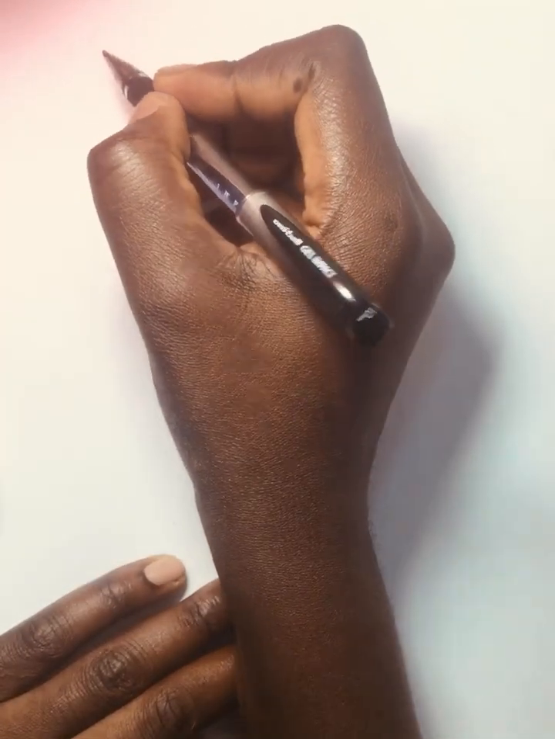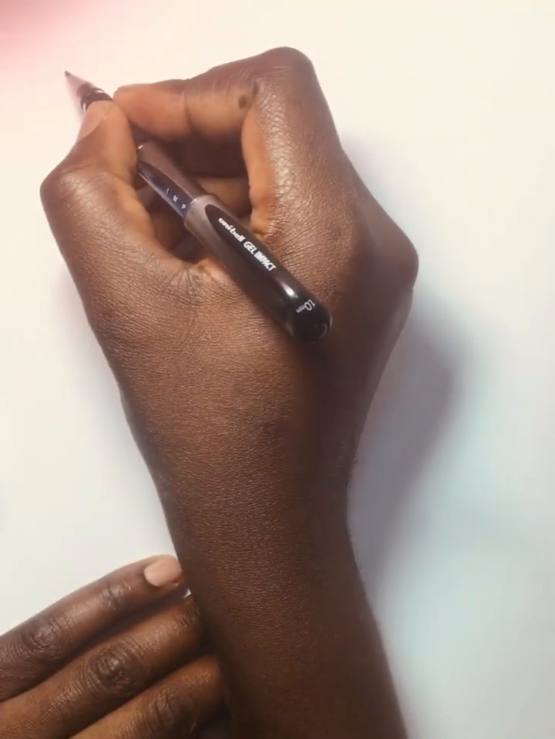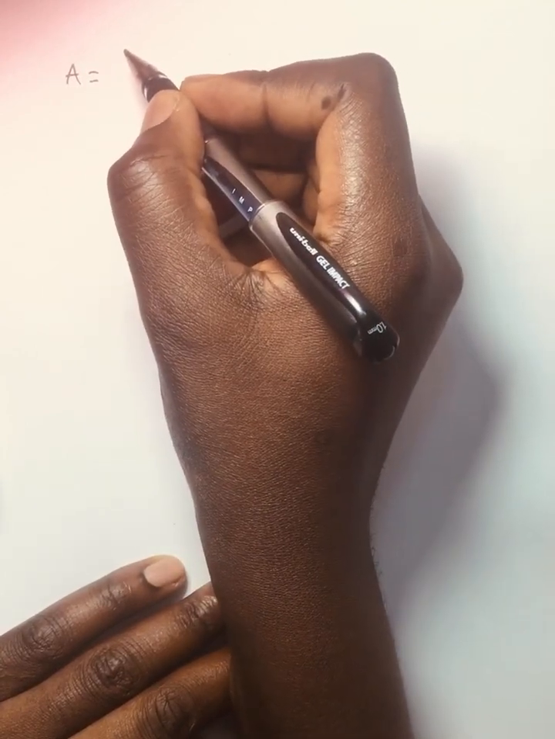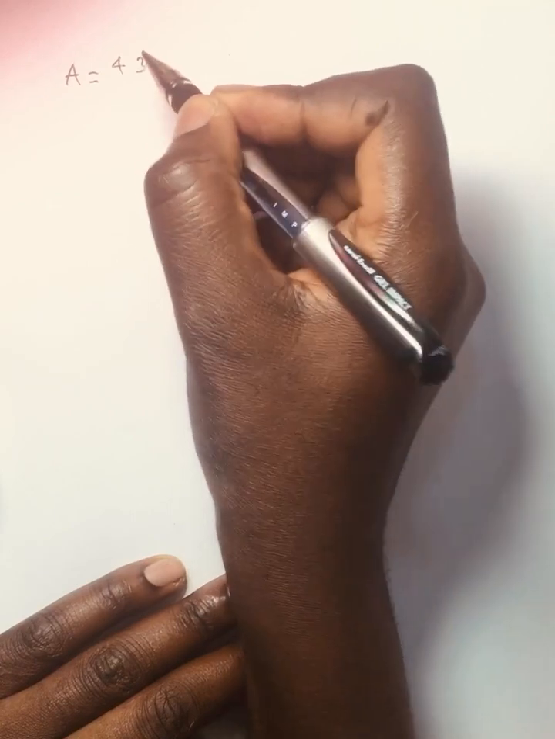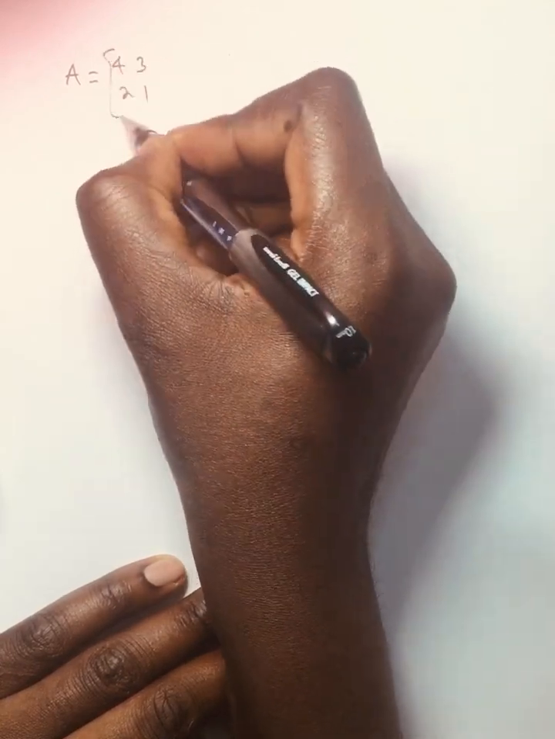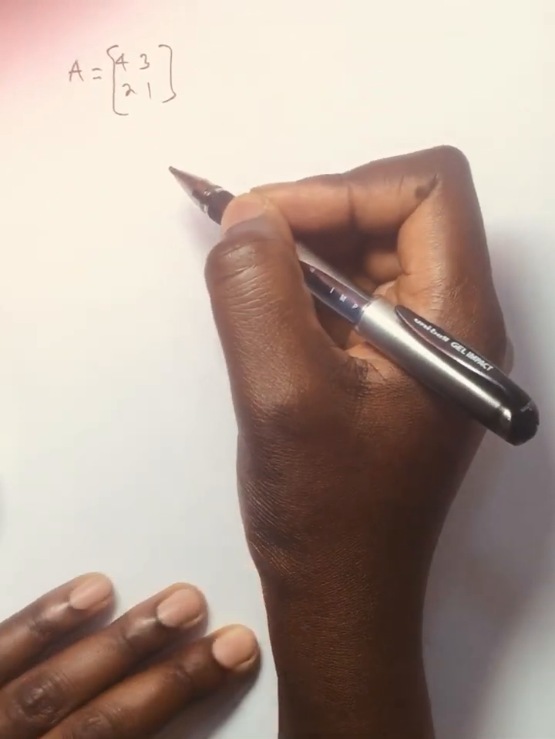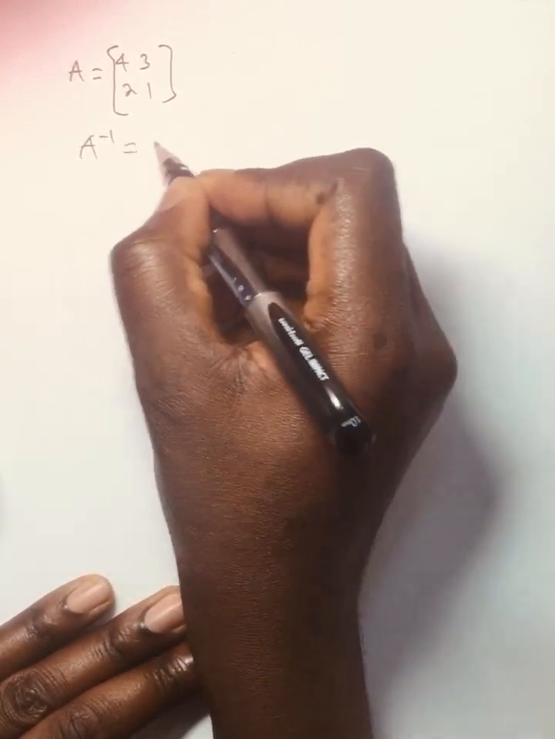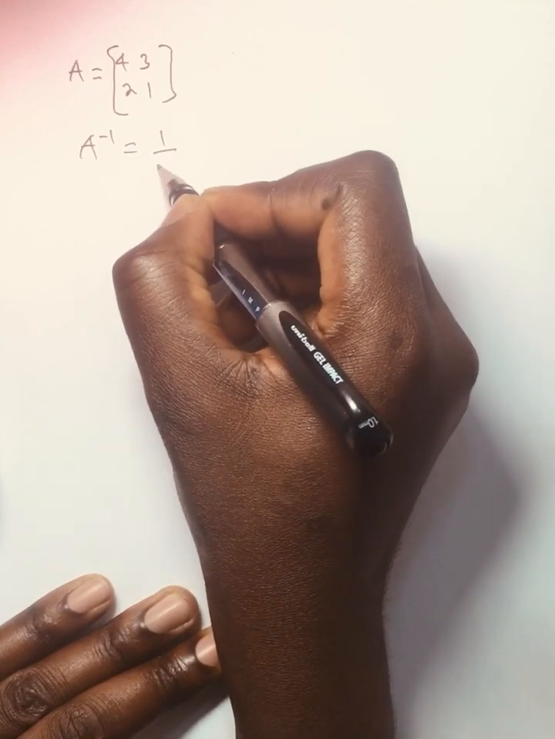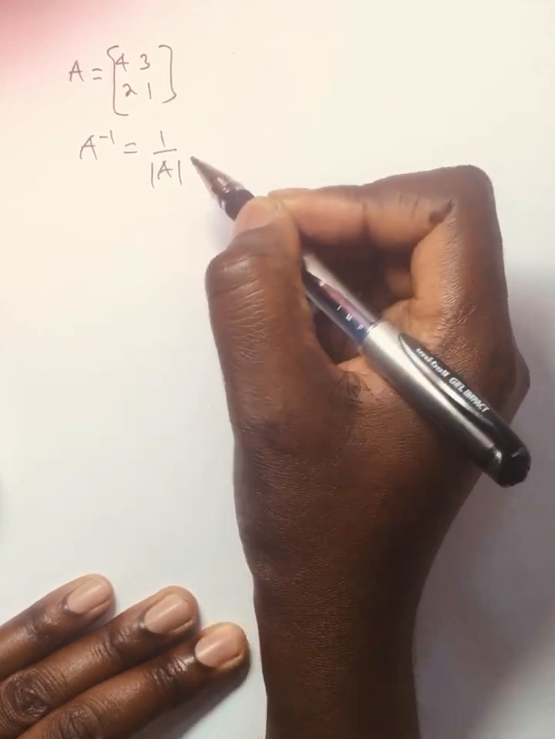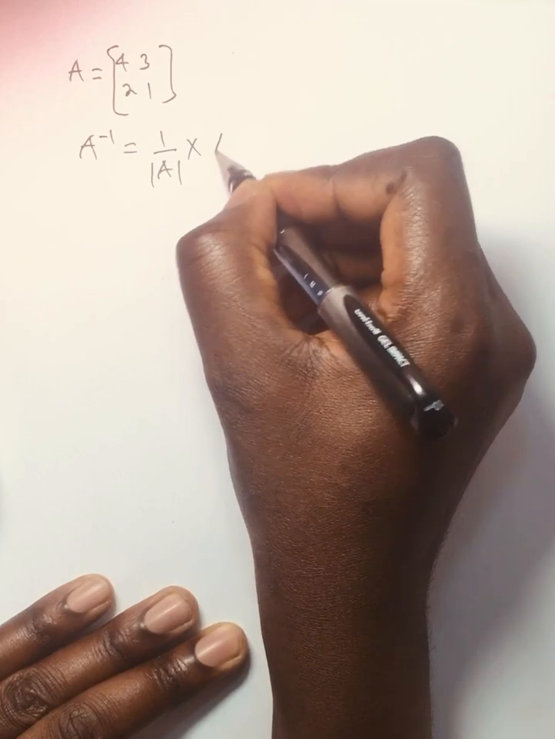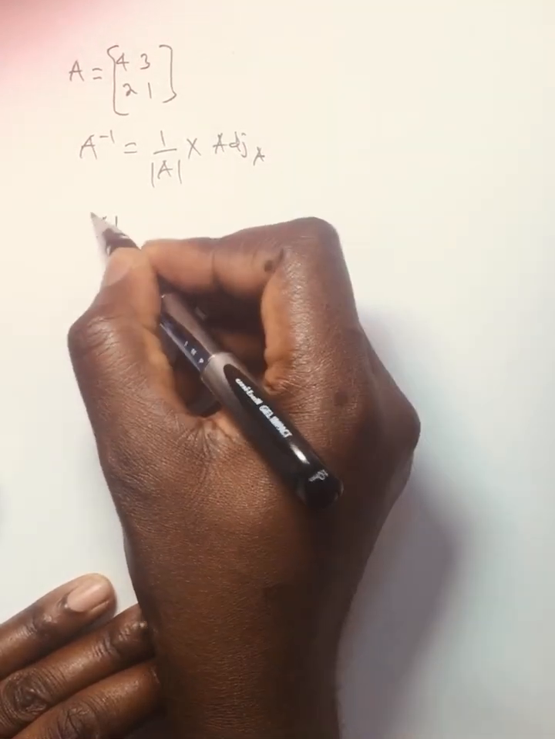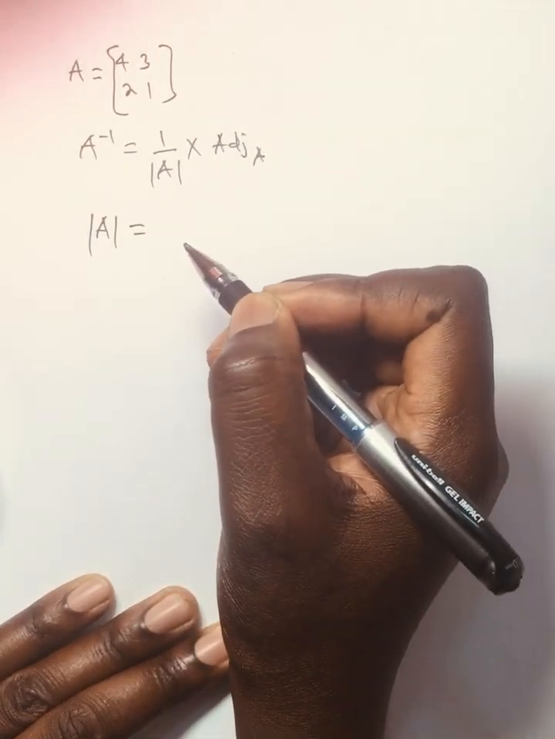So this is how you get the inverse of a 2 by 2 matrix. Let's say you have a matrix A being equal to, let's say, 4, 3, 2, 1. So for you to get the inverse, denoted as that, you need 1 over the determinant of A, then you multiply that by the adjoint of A.